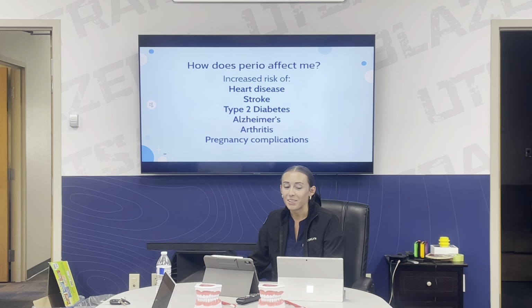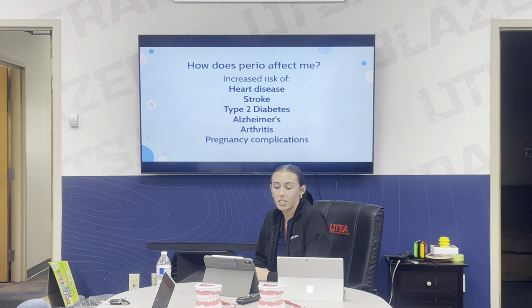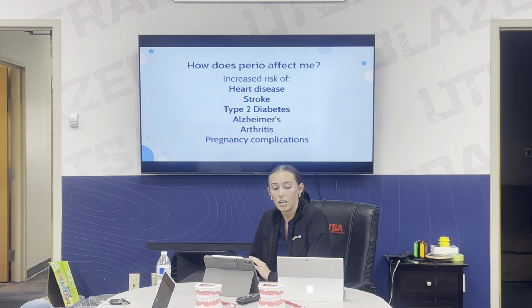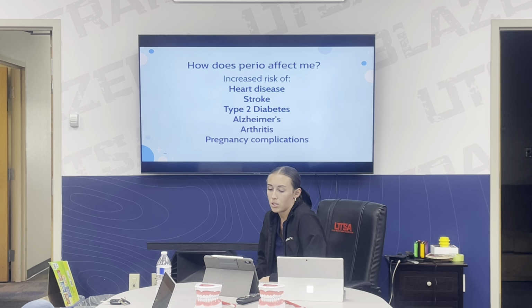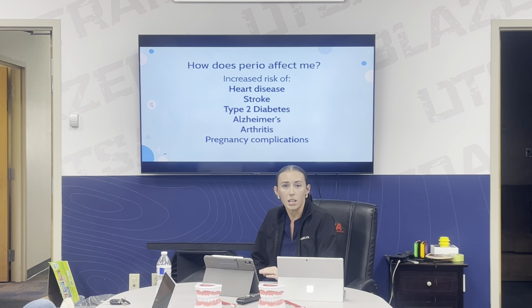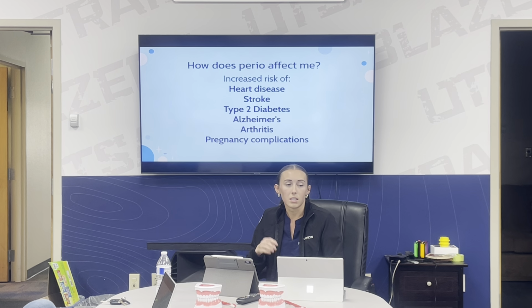But even if you guys are scared of losing teeth, perio also has an increased risk for heart disease, stroke, type 2 diabetes, Alzheimer's, arthritis, and pregnancy complications. So the bacteria and pathogens in perio that eat away at the bone are the same bacteria that have been found in many of these diseases.